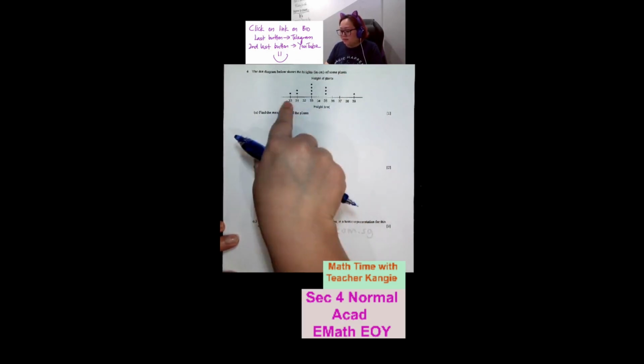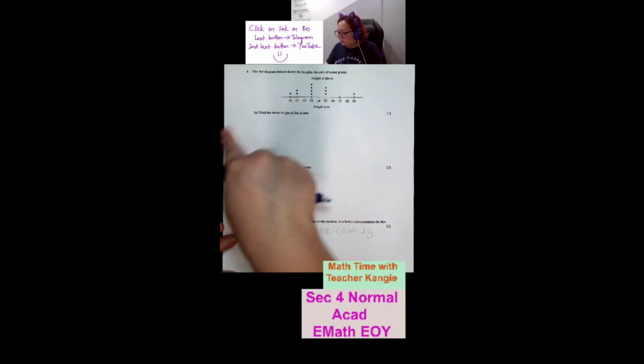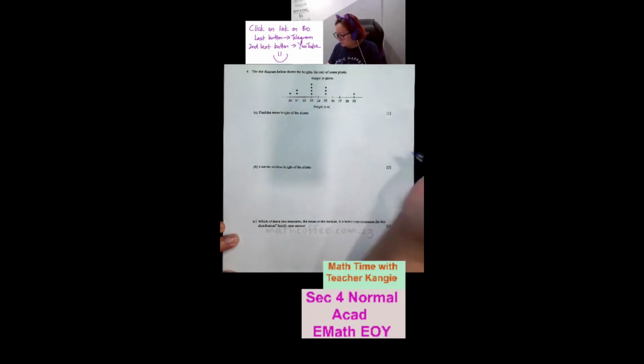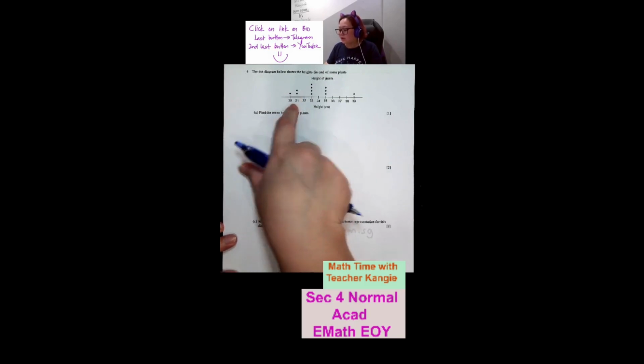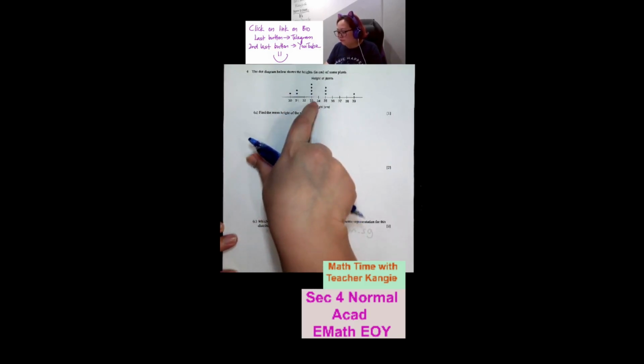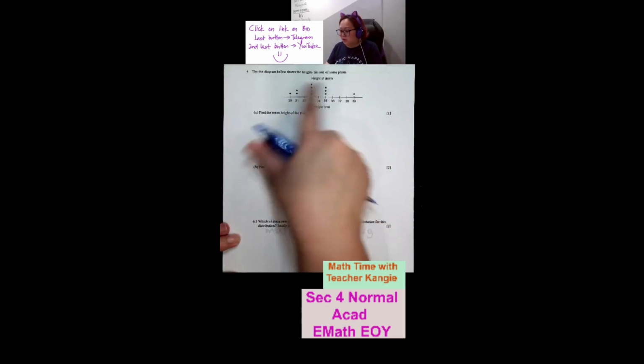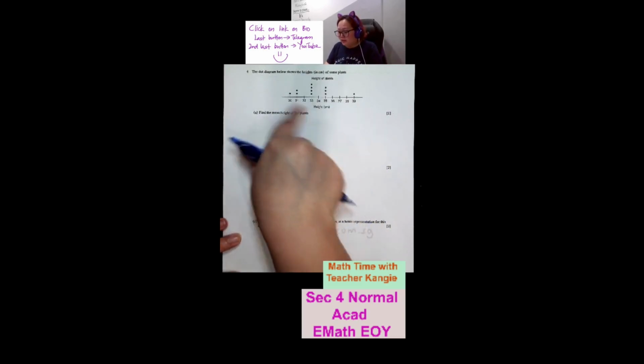So this means that I have one plant which is 30 cm, 2 plants which are 31, no plant is 32, 4 plants are 33, and so on. So this is how you interpret the dot diagram.